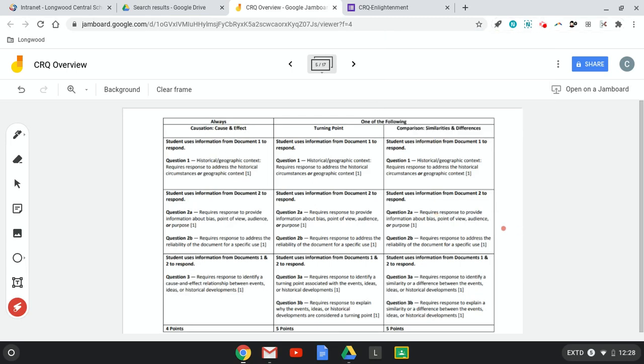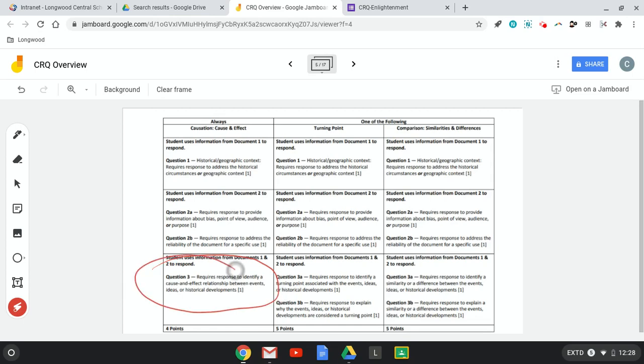Lastly, just to quickly review here, the way the questions will be set up. I mentioned that you're going to have 2 document sets. Now, the first document set will always look like this. You will have the first question that's going to be geographic or historical context. The second question could be point of view, audience, or purpose, or bias. Okay. 2B asks you to assess the reliability for a specific use. So again, you're going to use these ideas about bias, point of view, audience, and purpose to explain why the document is reliable or not reliable.